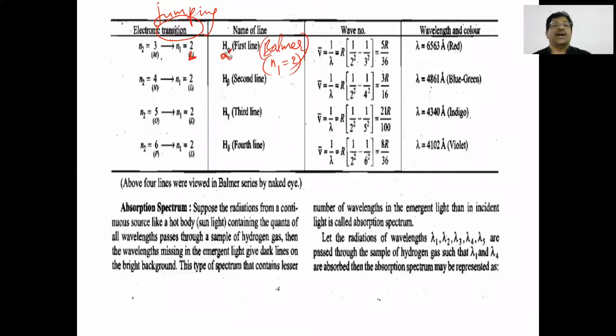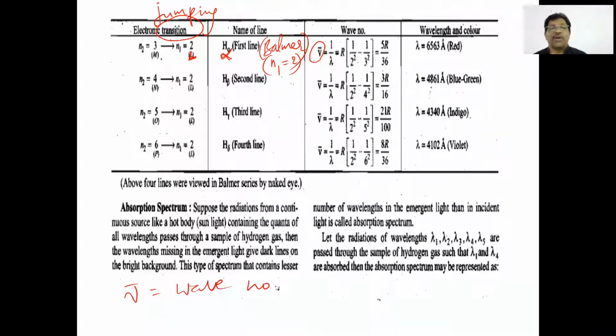So we have taken the H alpha line. H alpha line means the alpha line of hydrogen of Balmer series. For this electronic transition, n1 value 2 and n2 value 3. So 1 by n1 square minus 1 by n2 square, that is 1 by 2 square minus 1 by 3 square. So we are calculating nu bar. Nu bar is called wave number.